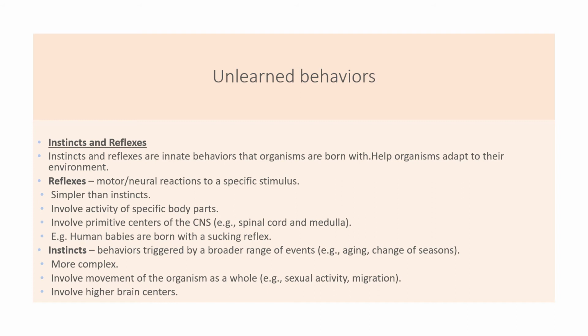And then we have what are called instincts, and these are behaviors triggered by a broader range of events. And so they involve the organism as a whole. So think about, for example, birds. Birds migrate to different parts of the United States during different seasons. So as the weather gets cold in the north, they migrate to the south. This is a very complex activity. The animal is not just simply reacting, with just one area of the brain involved. But what happens is we see here that there is complex activity in the brain that is resulting in this complex behavior.